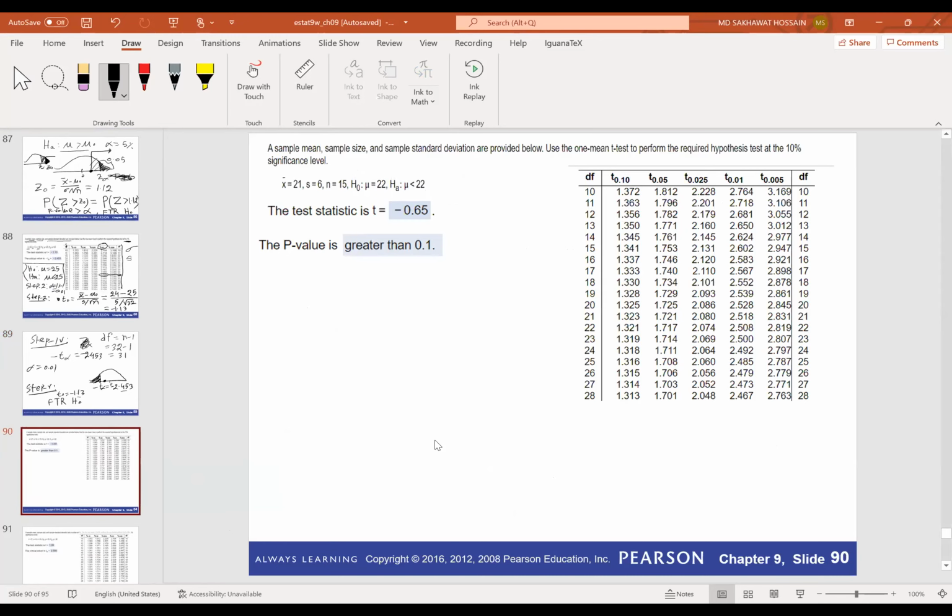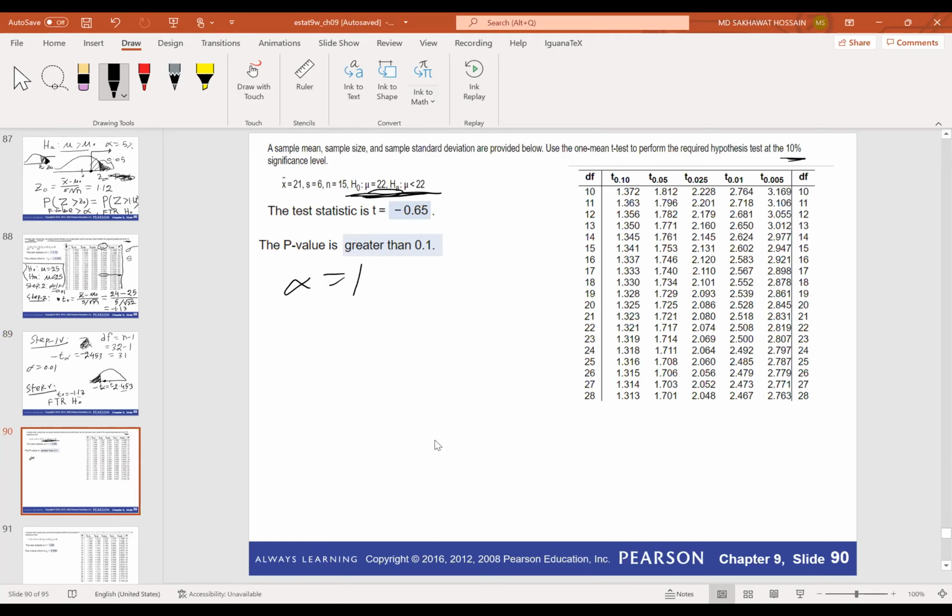So let's go over some more examples. We have a sample mean, sample size, and sample standard deviation. So this is also a similar hypothesis test. The only difference is here we'll be using the p-value approach instead of the critical value approach. First, you need to write the hypotheses. The hypotheses are already there, you just need to write them down. That's it. Then you will determine the alpha value.